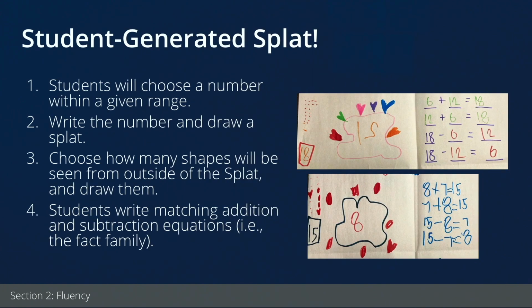Here are some examples. On the top example, a student's target number was 18, and then you can see they drew 6 hearts, and then they had to figure out how many hearts would be under that splat, and there they determined that would be 12 hearts. On the bottom example, the student's target number was 15. If they have 7 shapes outside of the splat, how many shapes are under the splat? And then these students wrote both addition equations and subtraction equations to represent the splat.